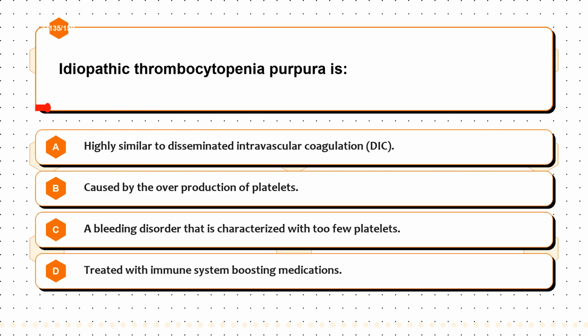Question 135. Idiopathic thrombocytopenic purpura is. Here are the options. Option A, highly similar to disseminated intravascular coagulation, DIC. Option B, caused by the overproduction of platelets. Option C, a bleeding disorder that is characterized with too few platelets. Option D, treated with immune system boosting medications.